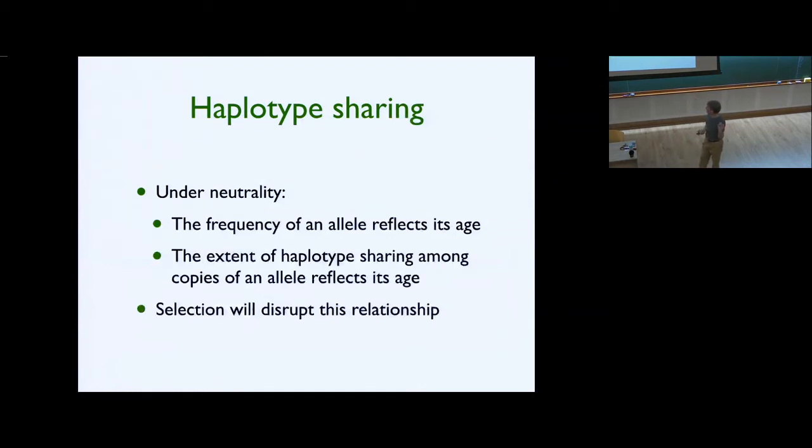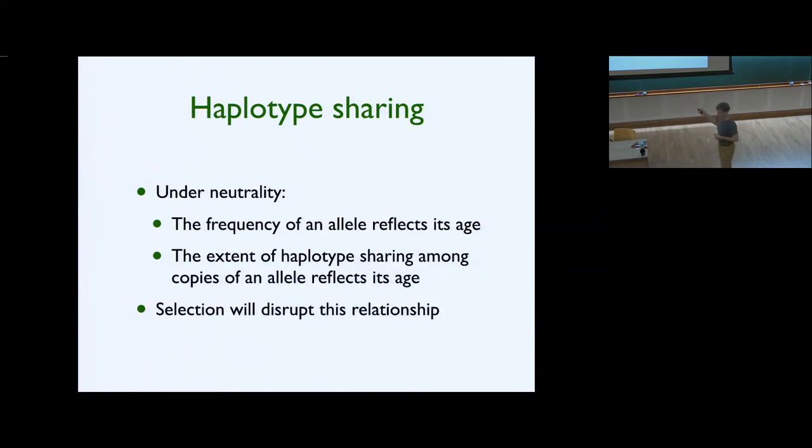So under neutrality, the frequency of an allele reflects its age, right? There's a classical paper. You can show that, by symmetry in a constant population, the probability that an allele is the ancestral one is proportional to its frequency. That's a symmetry argument that is kind of cute, follows from quadratic theory and stuff like that, right? So in general, a derived allele that has high frequency will be old, simply because it takes a long time to reach a high frequency. Now, the extent of haplotype sharing, the extent to which an allele conserves its original haplotype on which it arose, will also reflect this. If it has been in the population a long time, it has a long time to recombine with everything else, right? Whereas a new allele sits on a unique haplotype.